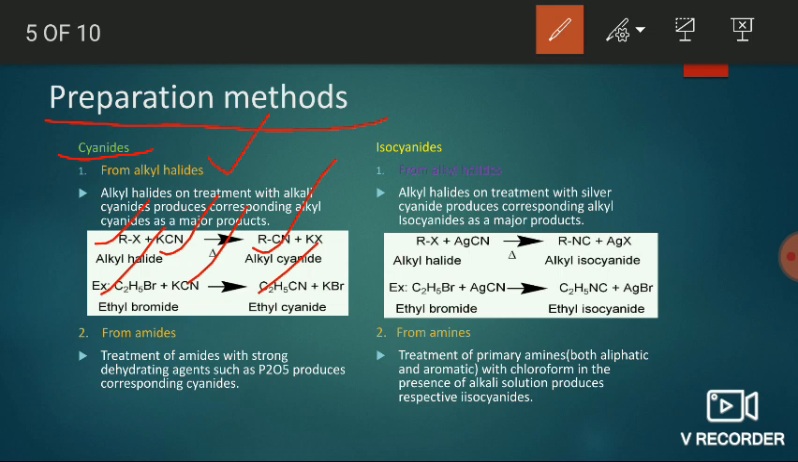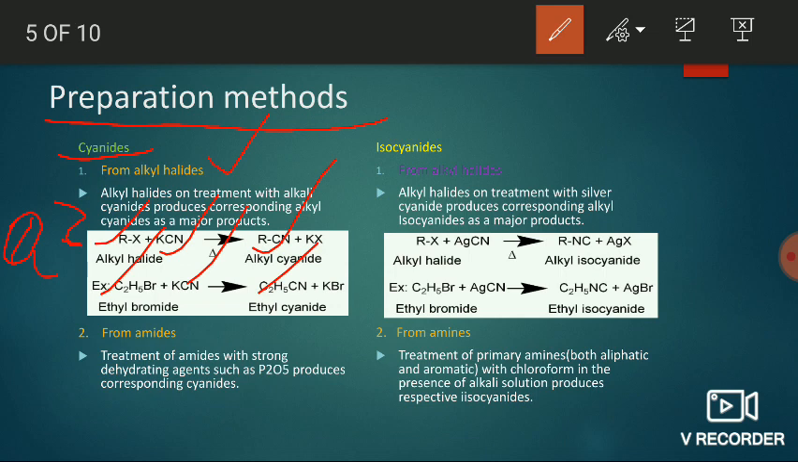Here the alkali cyanide, whether it may be potassium cyanide or sodium cyanide, is generally an anionic compound, so it easily liberates the cyanide nucleophile, CN minus, with the negative charge generally present on carbon. This cyanide nucleophile undergoes nucleophilic attack on the alkyl halide, then the X is replaced by the cyanide nucleophile, and we get the corresponding alkyl cyanide molecule.